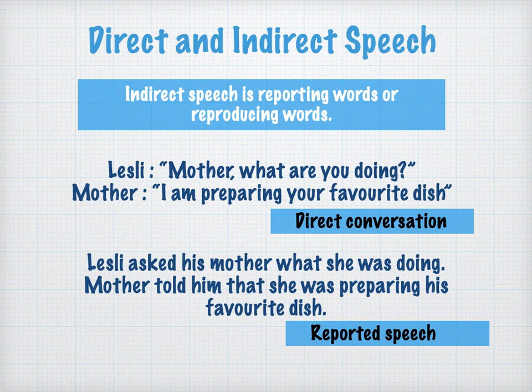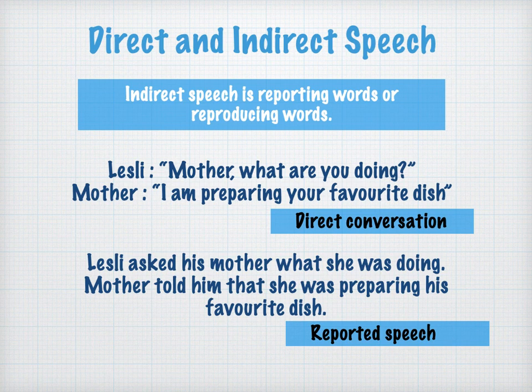Direct and indirect speech, as the title indicates, we can clearly understand that direct speech is something which happens directly between the speaker and the listener. Indirect speech is actually something that is reproduced later. If you are reproducing the conversation that happened in your classroom today to your mother when you come back home, that is indirect speech. Because indirect speech means you are actually reporting the words or reproducing words.